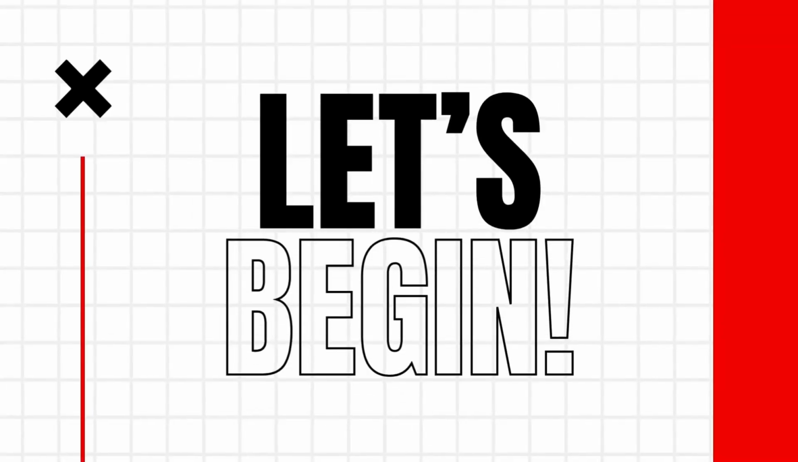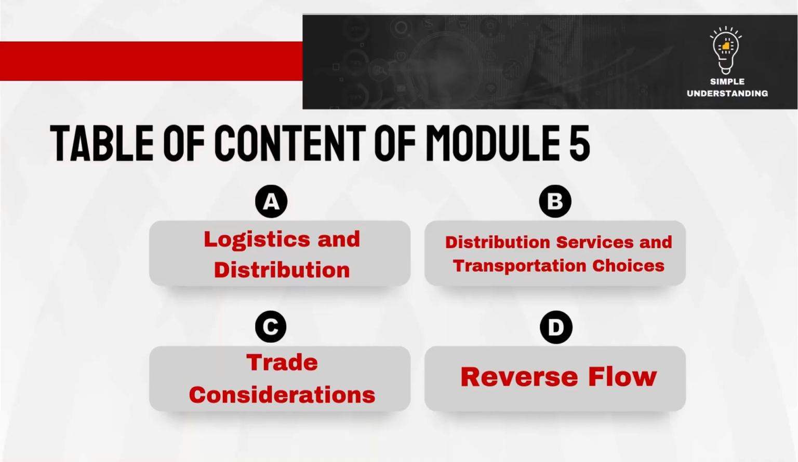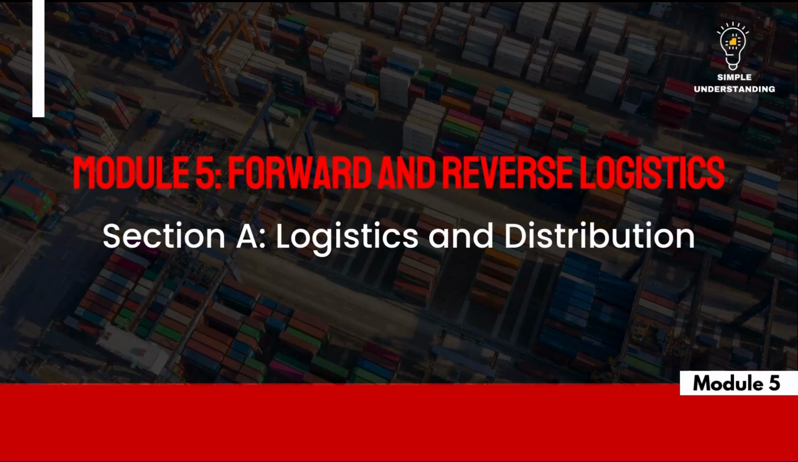Let's get started. Module 5, Forward and Reverse Logistics, consists of 4 different sections which are as the following. Section A, Logistics and Distribution. Section B, Distribution Services and Transportation Choices. Section C, Trade Considerations. Section D, Reverse Flow. Let's begin with Section A, Logistics and Distribution.